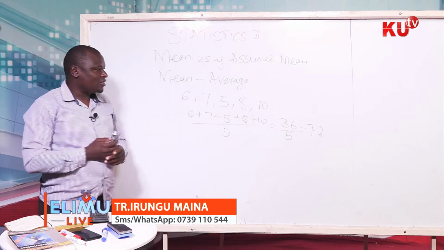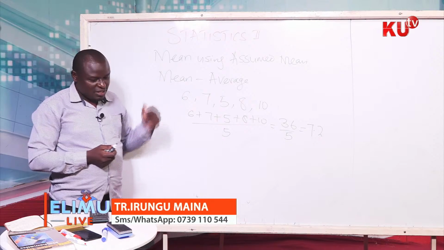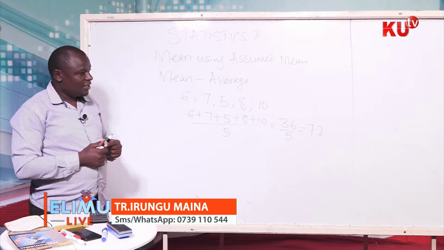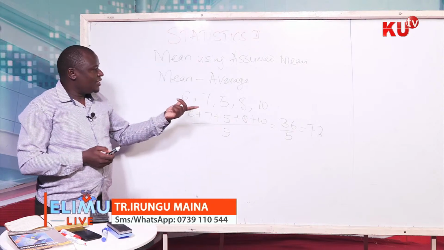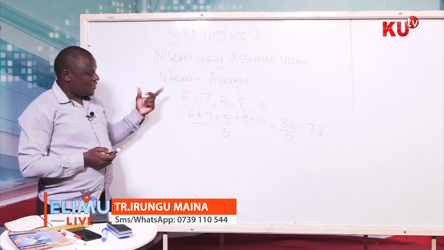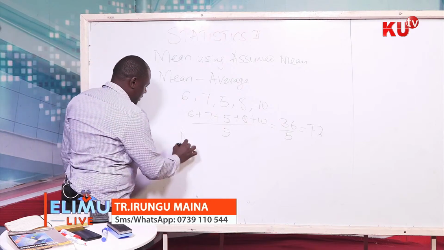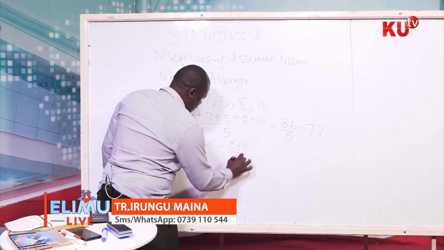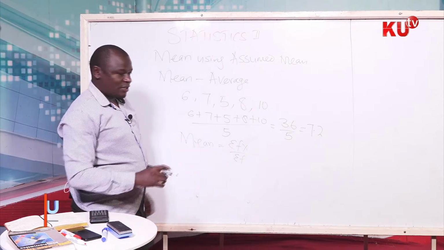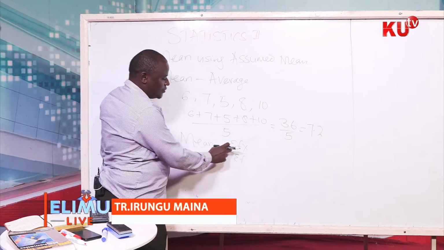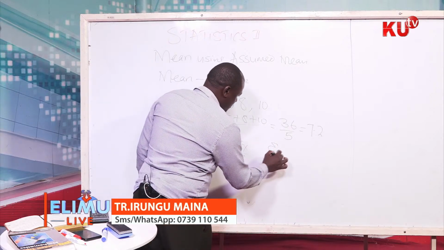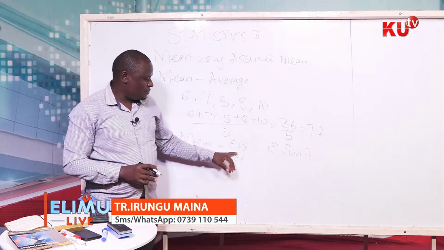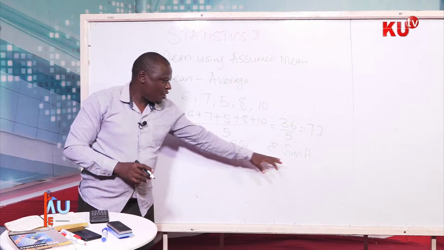And because you already know that knowledge, now let us go to the business of the day, that is to talk about mean using assumed mean. Because the other method, we call it the conventional method, is given by mean equals summation of fx over summation f. For the purposes of my learners, anytime you come across this symbol, it means sum of. So it should not worry you. This symbol represents sum of.